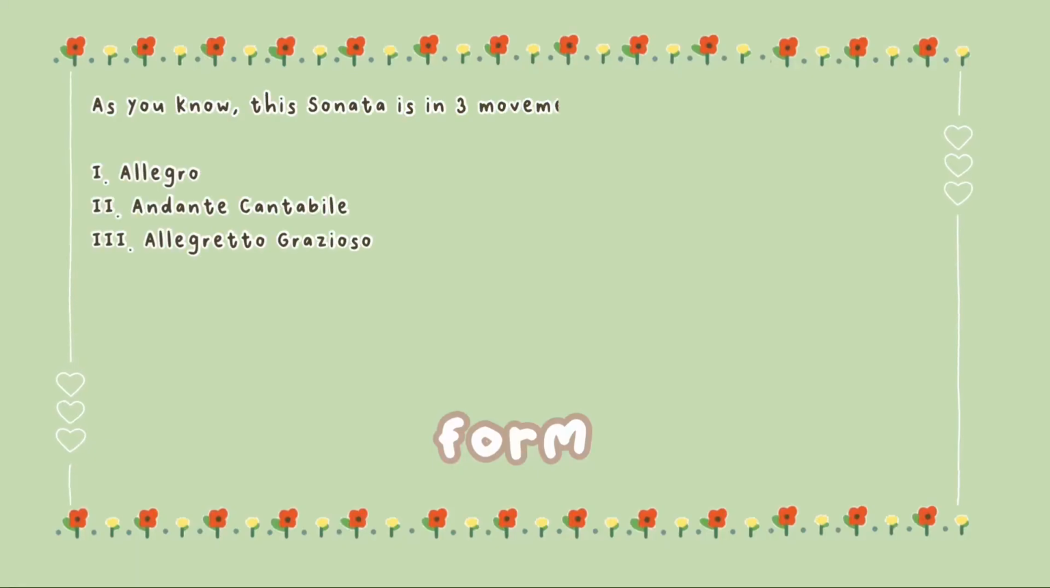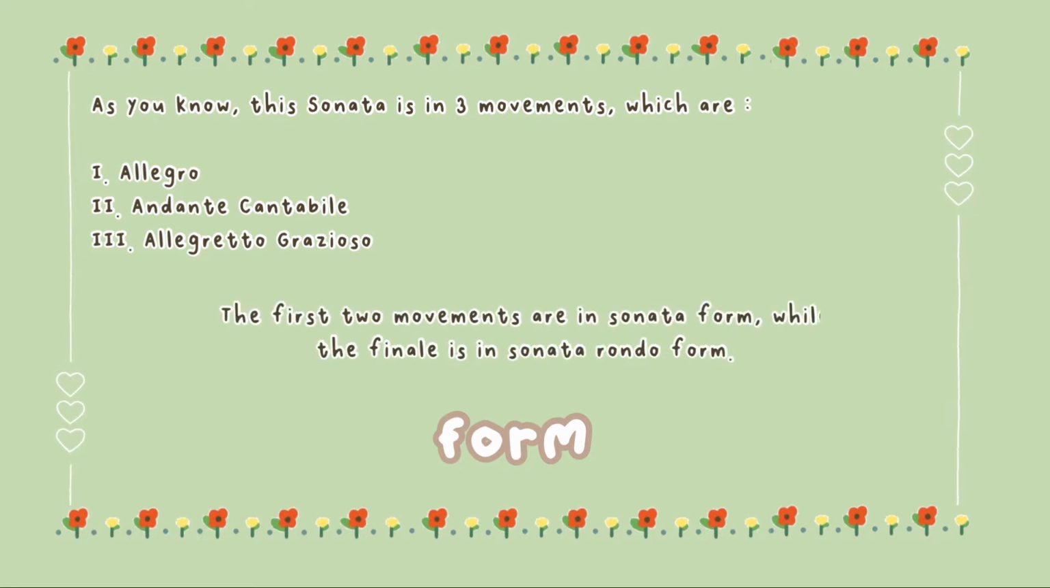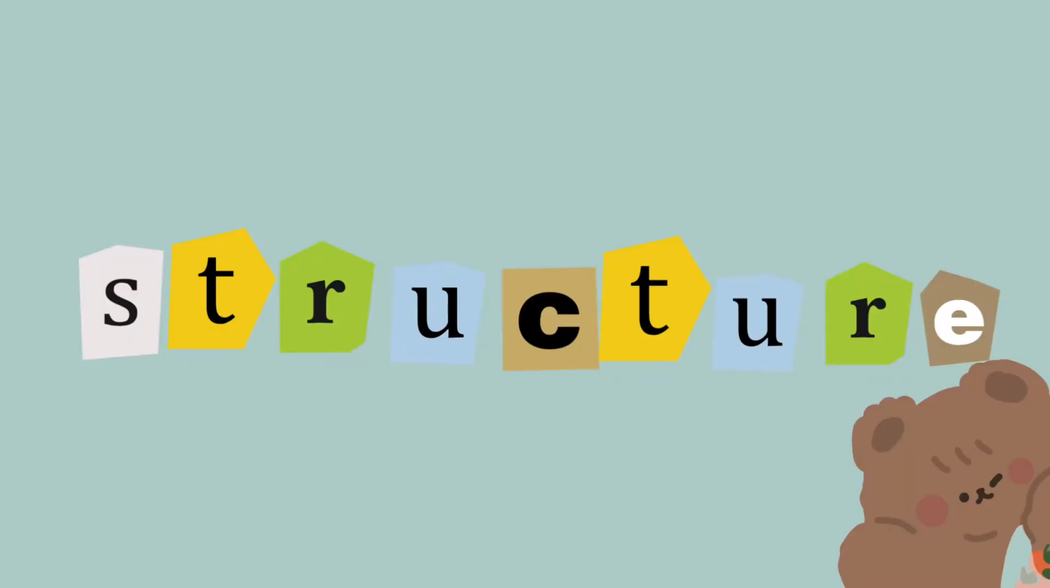As you know, this sonata is in three movements: Allegro, Andante cantabile, and Allegretto Grazioso. The first two movements are in sonata form, while the finale is in sonata rondo form. Structure.